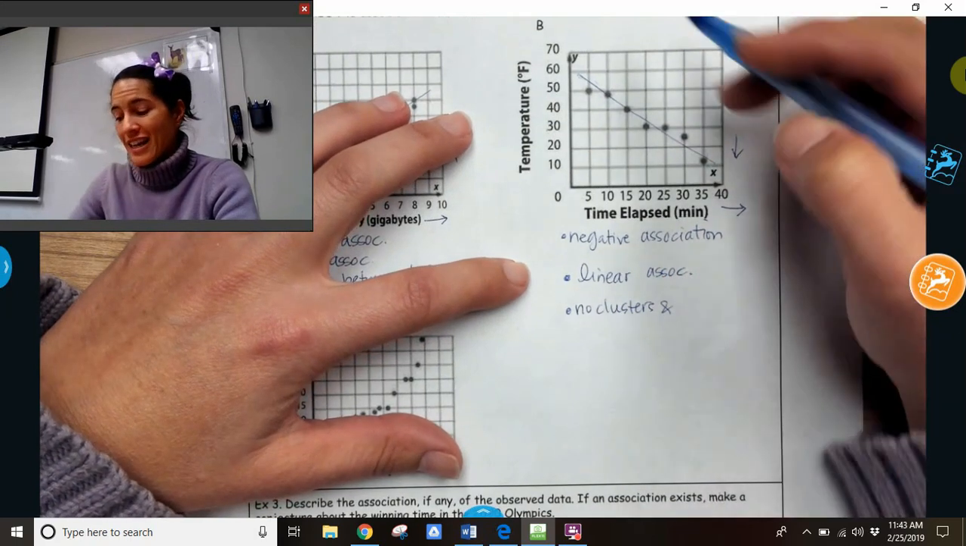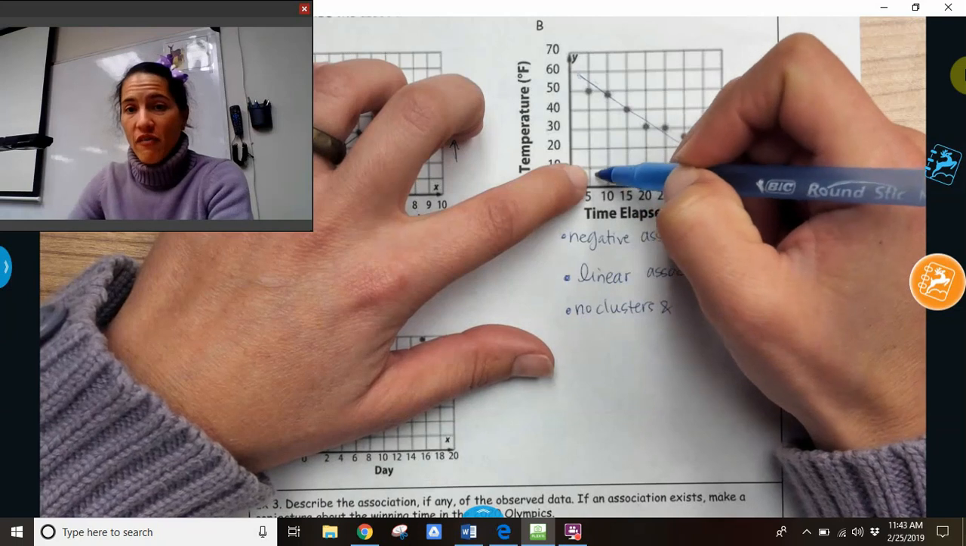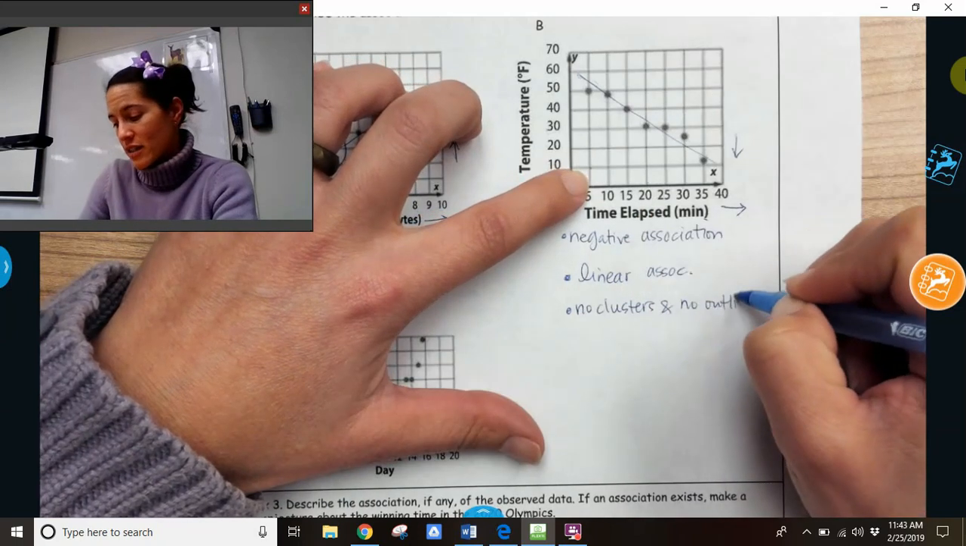And I also don't see any outliers. If I had a dot right here, at 4 and 5 minutes, it would be 10 degrees. That would be an outlier, but I don't have any outliers in this data either.